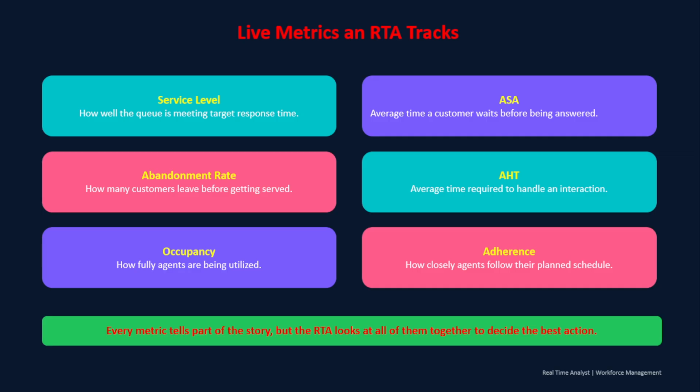So we look at service level, ASA, abandoned rate, AHT, occupancy, adherence. These tell us part of the story, but we combine them as an RTA. We combine them and give the presentation as a full story to the operations, and based on the story or the summary that we provide to the operations, the decisions are taken to make the process better.